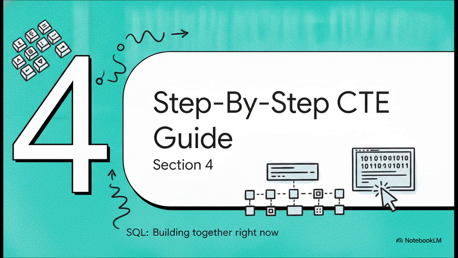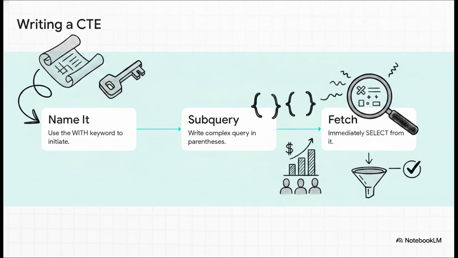All right, grab your keyboards because here is section 4, step-by-step CTE guide. Okay, let's actually build one together. First, you kick off the block using the keyword with. So you type something like with CTE_example as.